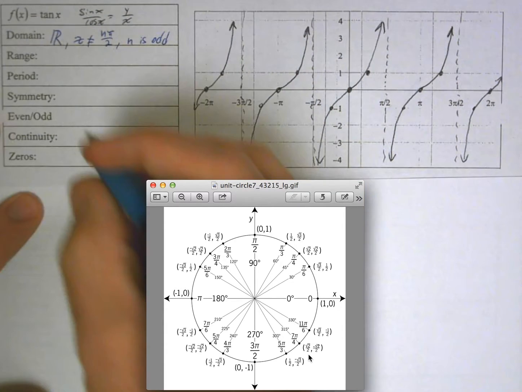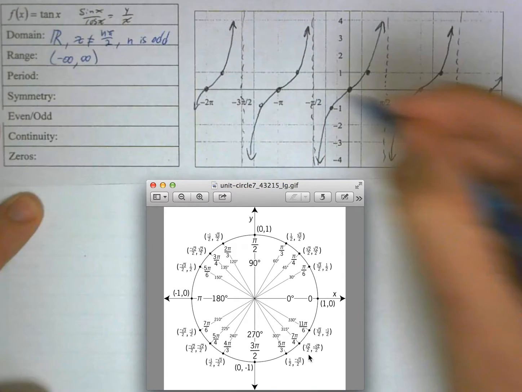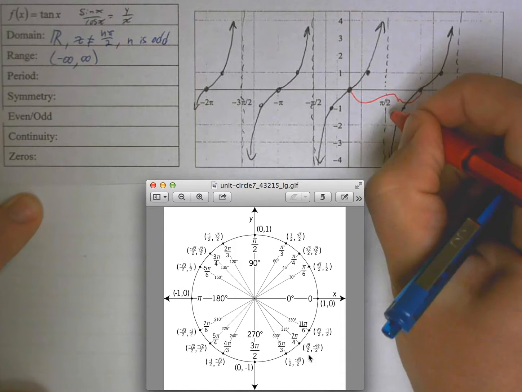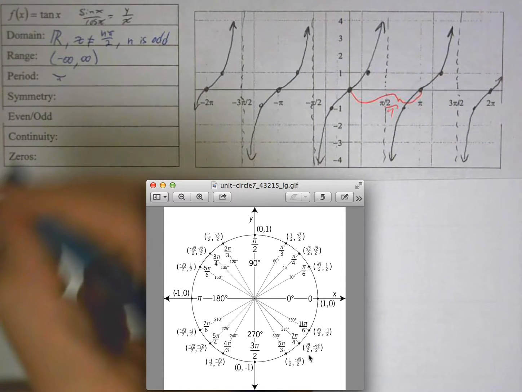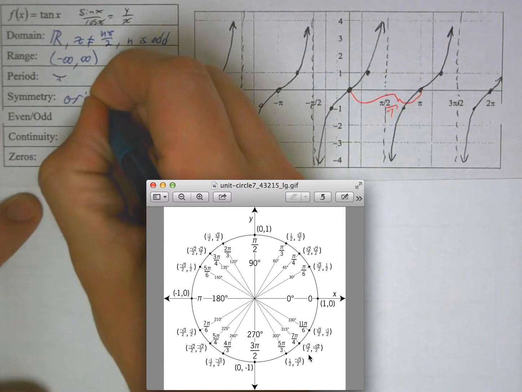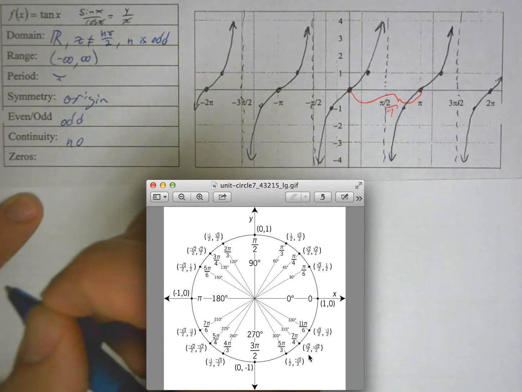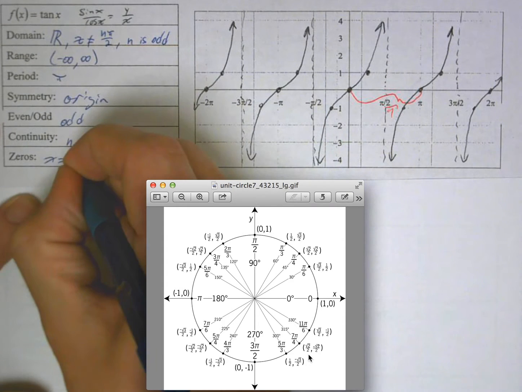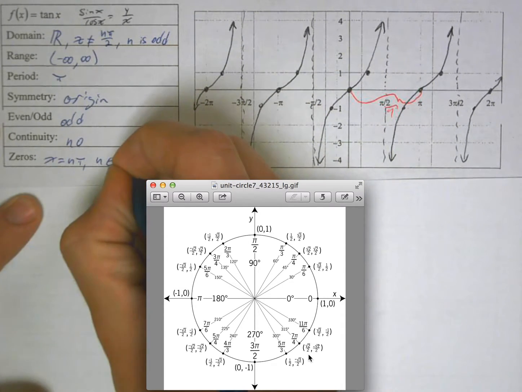Okay, range, it goes up and down forever, so negative infinity to infinity. The period, it starts to repeat itself after that distance right there, which is only pi. So pi. Origin symmetry, which means it's odd. I have to lift up my pencil, so this is not continuous. And the zeros happen every n pi. So x equals n pi as long as n is an element of the integers.